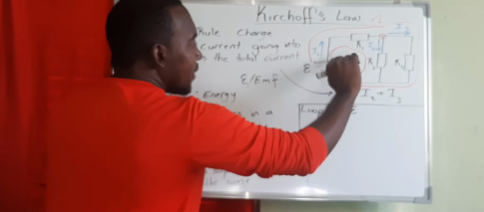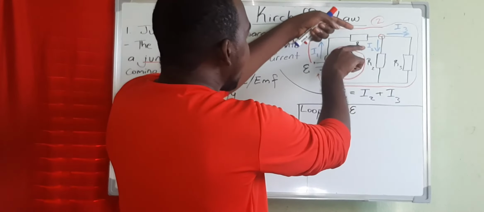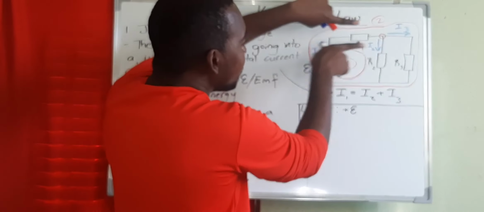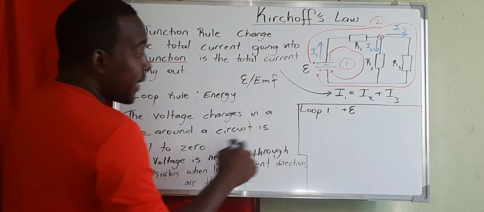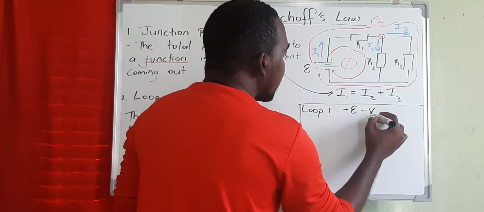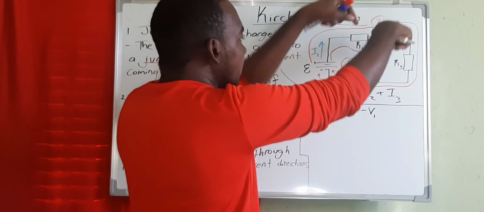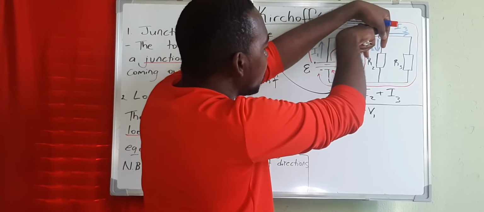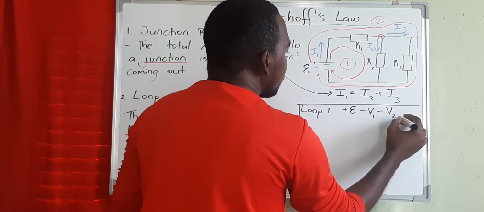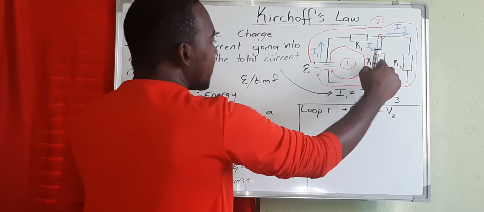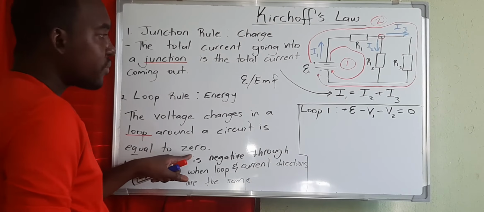Then the loop goes through R1 in that way, and we notice the current I1 is going in the same direction. Because they're going in the same direction, it's negative, so it's negative V1. Then it's coming down, so I2 is going down and the loop is going down, both in the same direction. So negative V2. Then it comes back here, there's no resistor or anything there, so that's equal to 0.